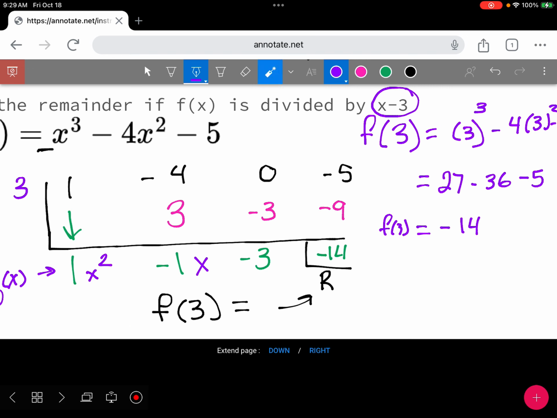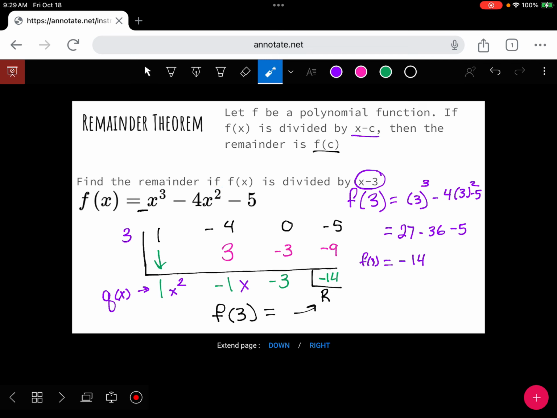So we see, even if we do it the traditional way, our f of 3 equals negative 14. The benefit of having this as the remainder theorem, again, is if we have really big numbers or really big exponents or lots of pieces, or if I'm doing it repeatedly over and over again, the synthetic division is honestly sometimes faster. Okay, questions on this one?